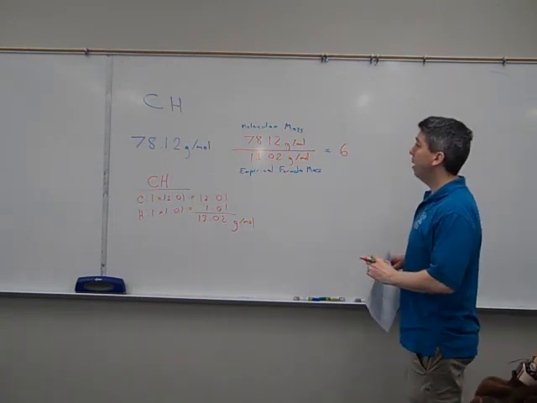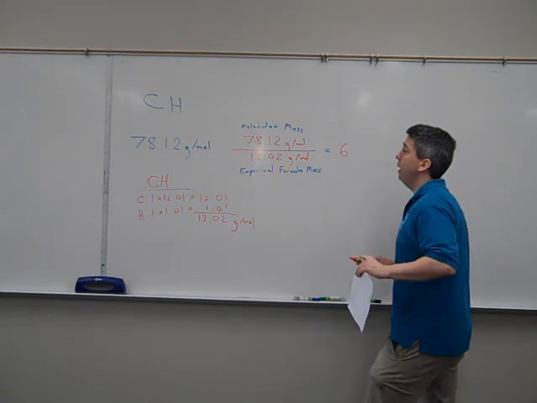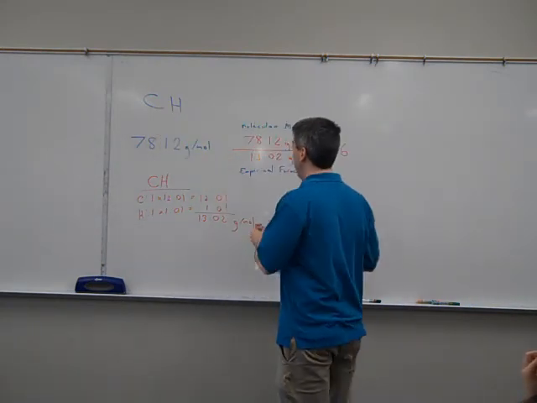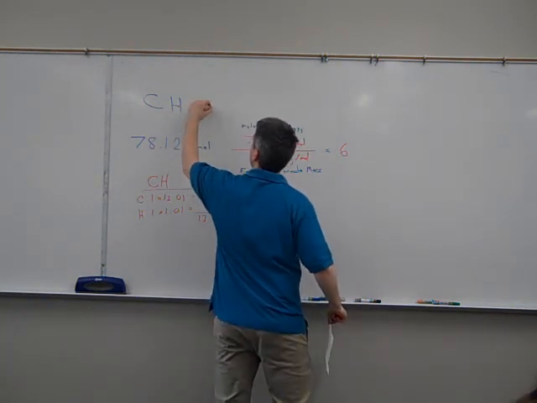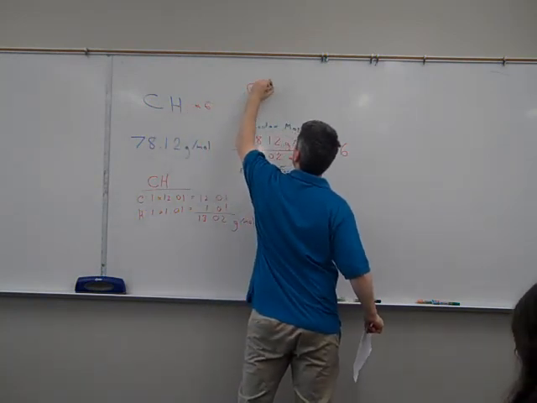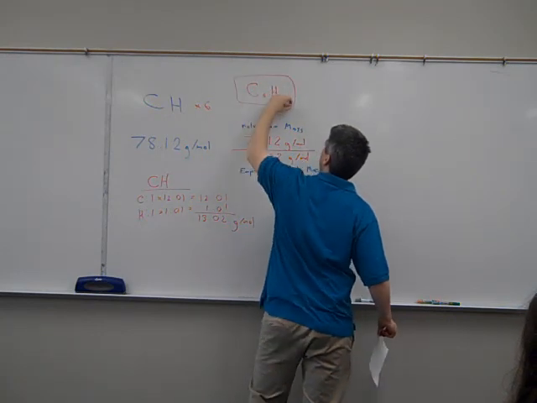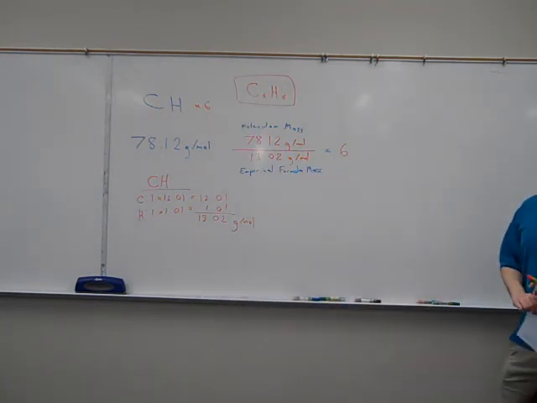That means that the molecular formula has 6 times as many atoms as the empirical formula. So I multiply each of these by 6, and I get C6H6, which is the molecule we call benzene.